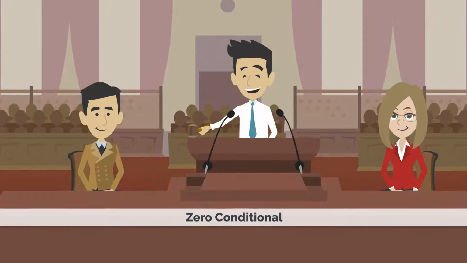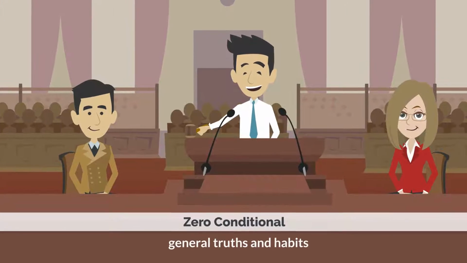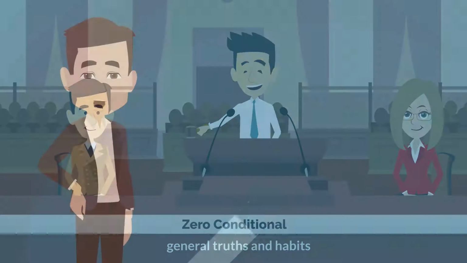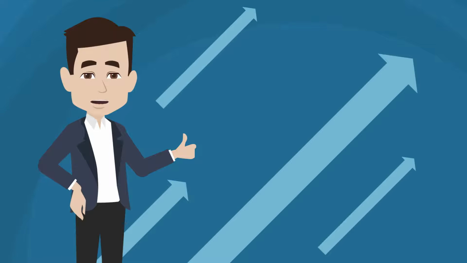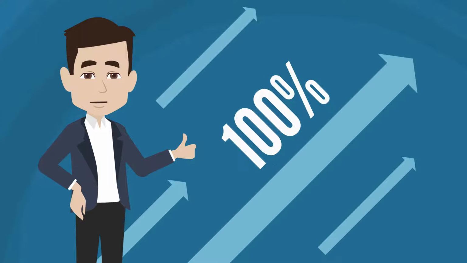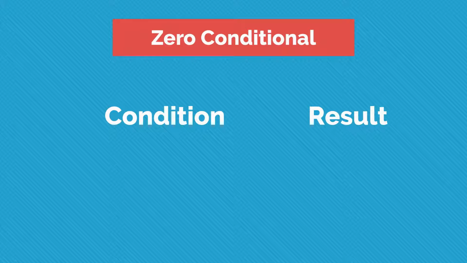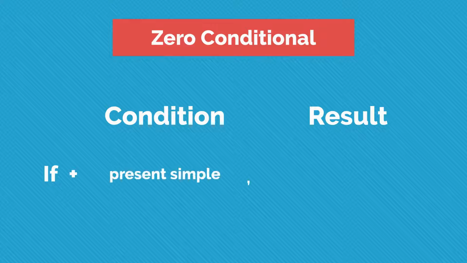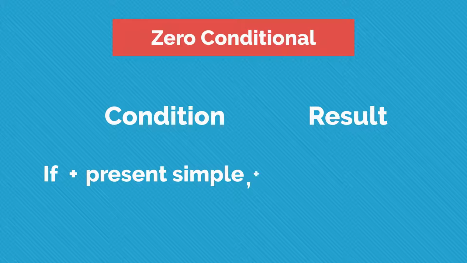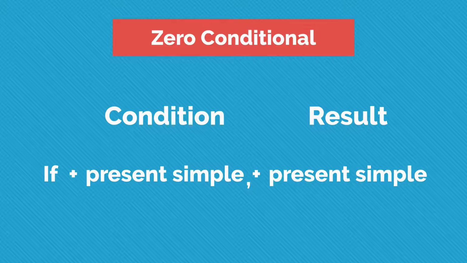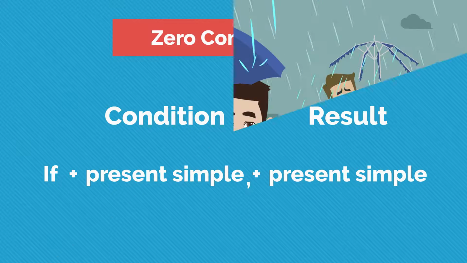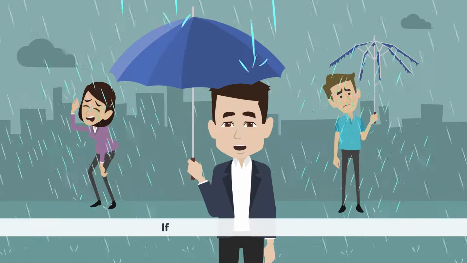Zero conditional. The zero conditional is used to talk about general truths and habits. In other words, it is true 100% of the time. You can start with the condition followed by the result. The form is if plus present simple verb plus present simple verb. For example, if it rains, I use an umbrella.